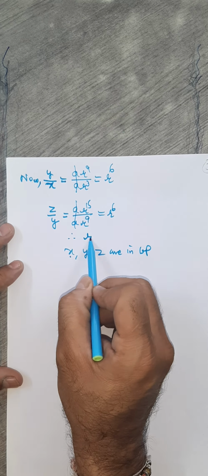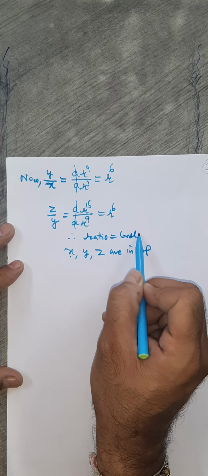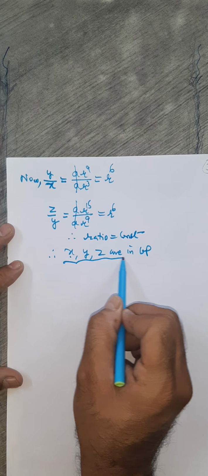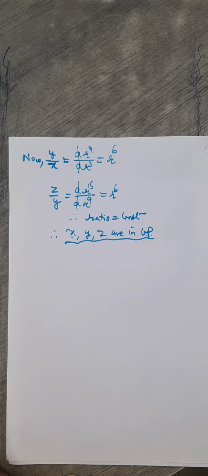So therefore the ratio is constant, equal to some constant, and therefore these three terms are in geometric progression. Fine, very easy. Whenever you want to show that three terms are in GP, you just need to show this.